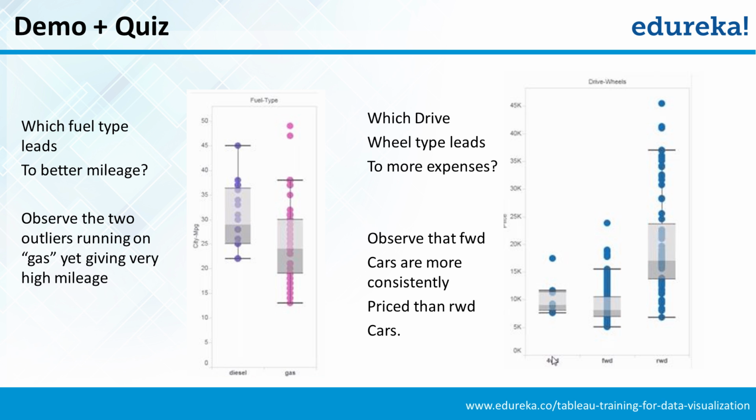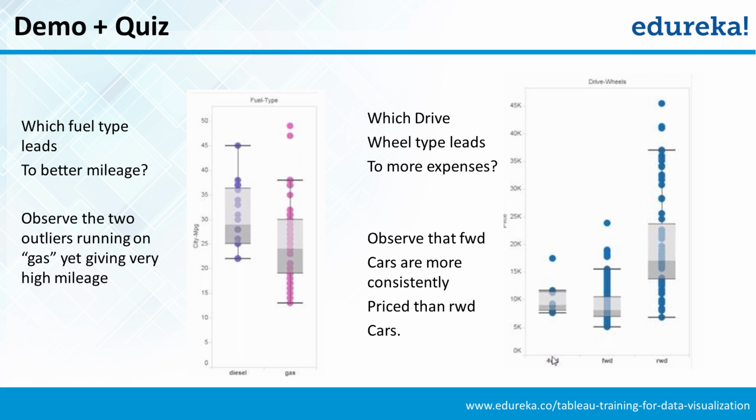So compare between diesel and gas. Which one is more likely to give me higher mileage? Just look at the entire figure. This is one box plot. This is another box plot next to each other. This one is shifted a bit upwards. So diesel will give more mileage.